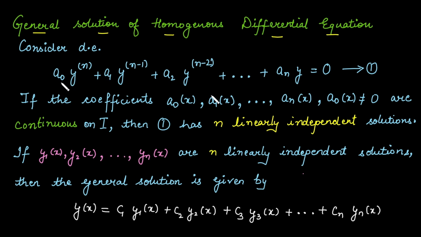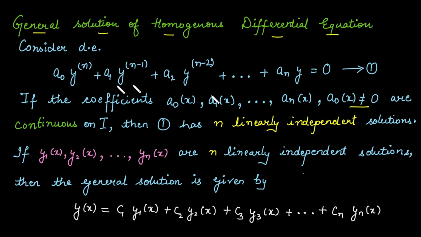Normal differential equation means a naught, a1, a2 up to an, all these coefficients are continuous on the given interval I, along with the leading coefficient, that is the coefficient of the highest order derivative, is not equal to 0. For more details on a normal differential equation, refer to the link given in the description.